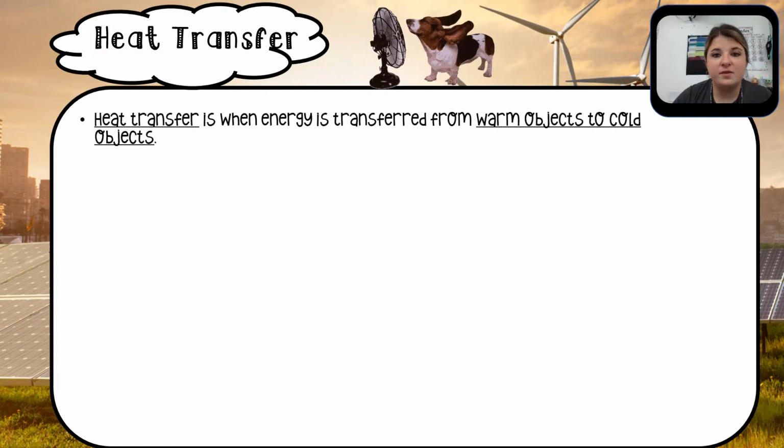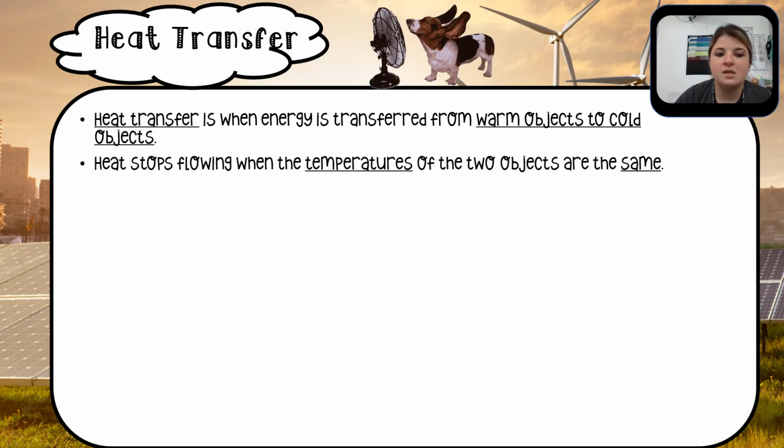So there are different ways for heat to transfer. First, a reminder from the last slide is that heat is when energy is transferred from a warm object or hot object to cold objects. It always goes from hot to cold. So remember that. The heat will stop flowing when the two temperatures of the objects are the same.